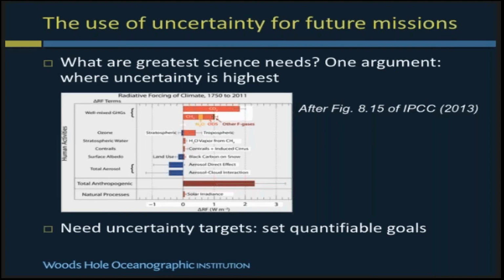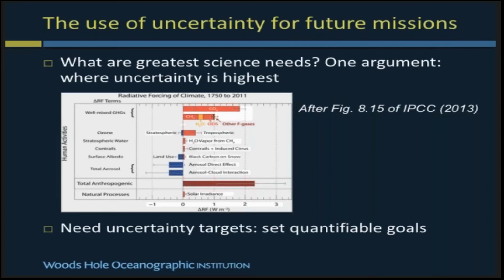And that's just a figure from IPCC showing where the uncertainty ranges are. Then another point from that is that you also need uncertainty targets, sometimes to set quantifiable goals. How do you know if you've designed a satellite mission that's going to give you a better estimate?